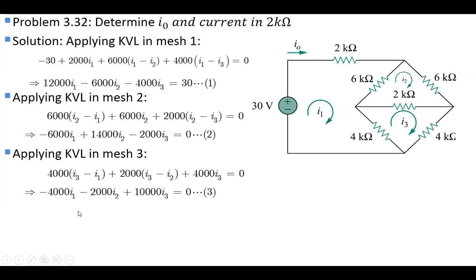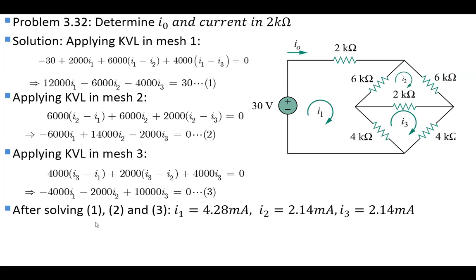Again we can easily collect the terms. Coefficient of I1 is minus 4000, coefficient for I2 is minus 2000, and coefficient for I3 is 4000 plus 2000 plus 4000, that is 10,000 I3, that should be equal to 0. So now we have 3 equations, and we can easily solve them. Again, the solution method is up to you: Cramer's rule, a calculator, Gauss elimination method, and so on.